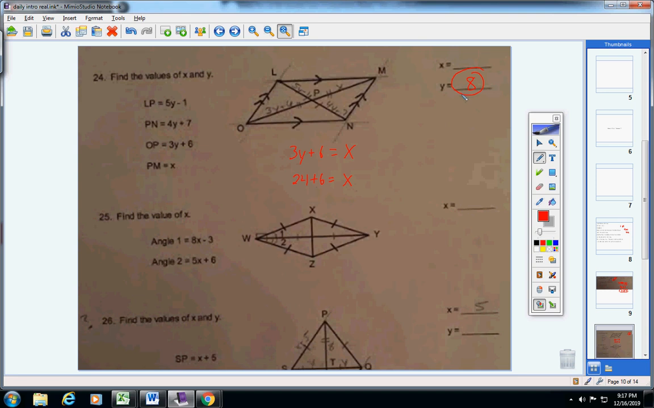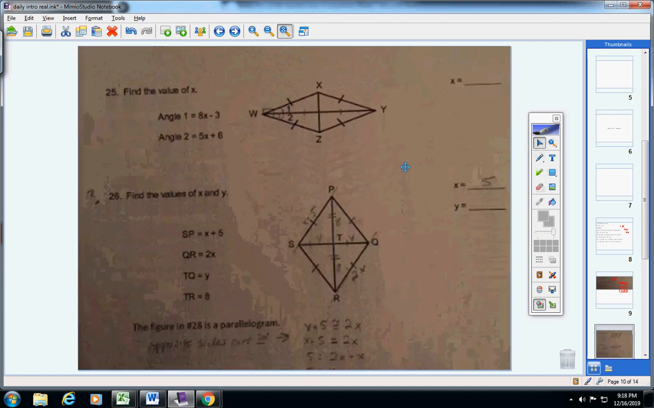Y equals 8, so where the y is, I'm going to put in 8. 3 times 8 is 24. 24 plus 6 is 30. So x equals 30. Okay? Now, next problem here.